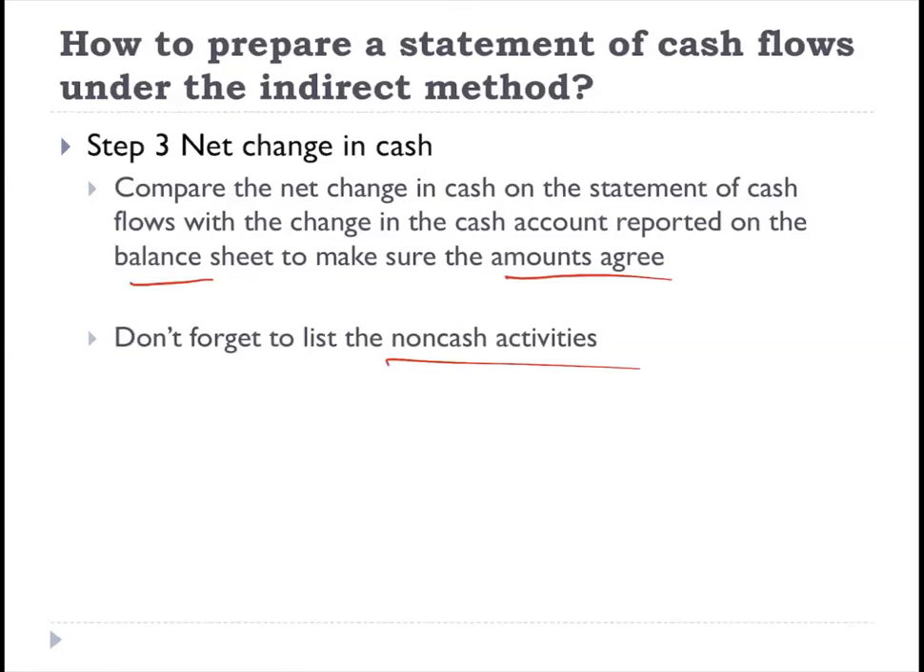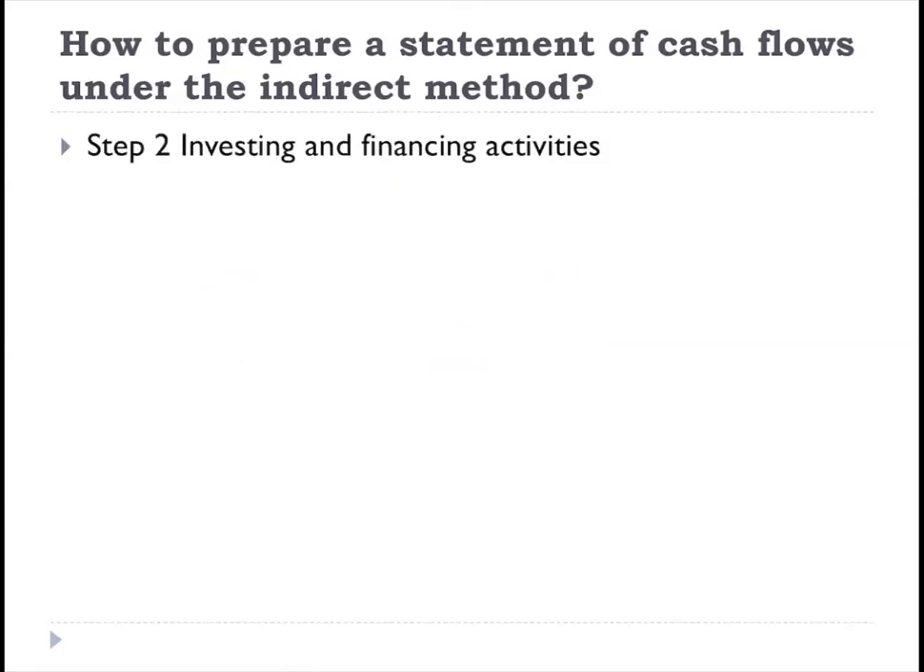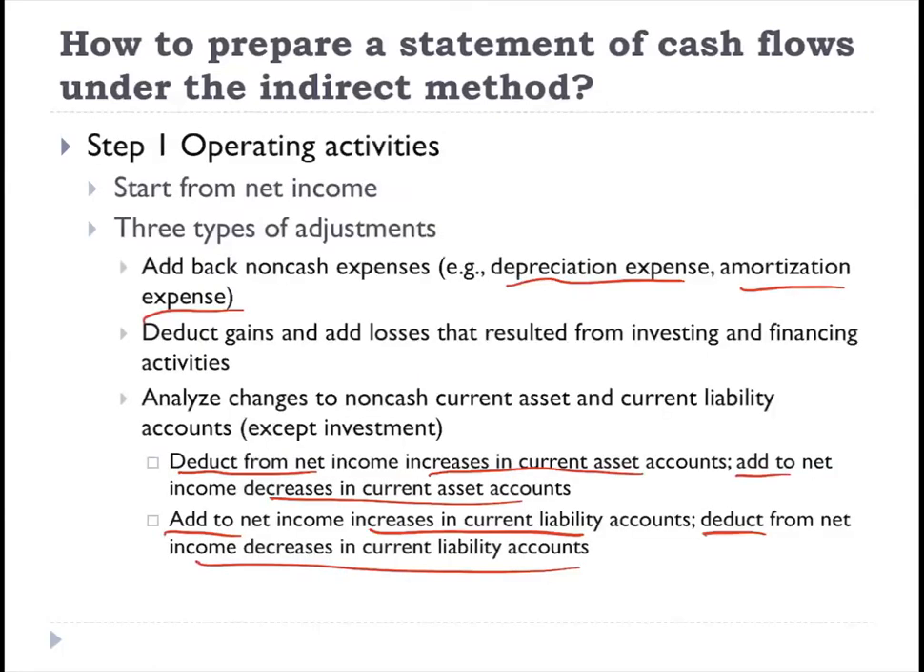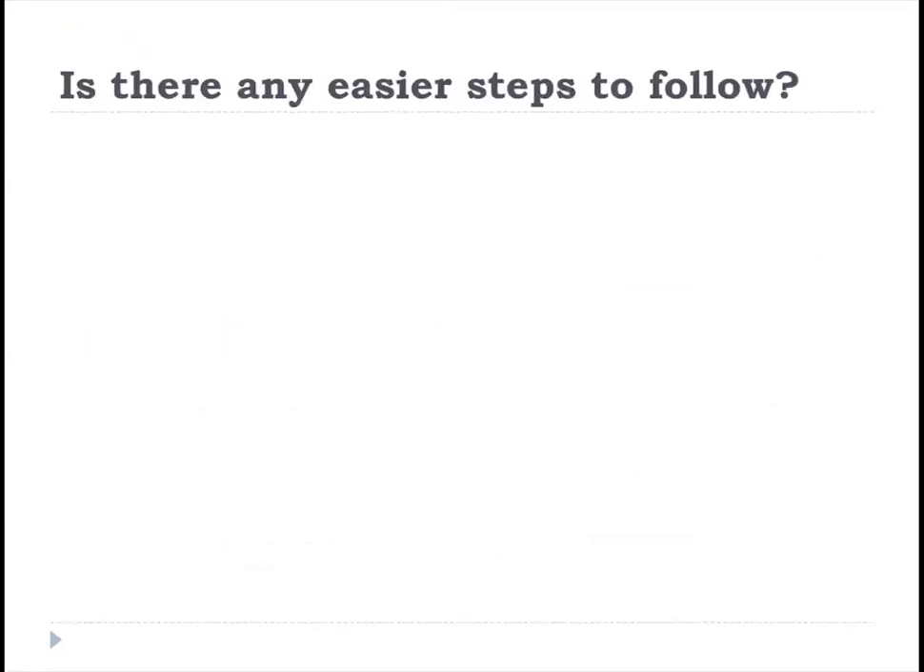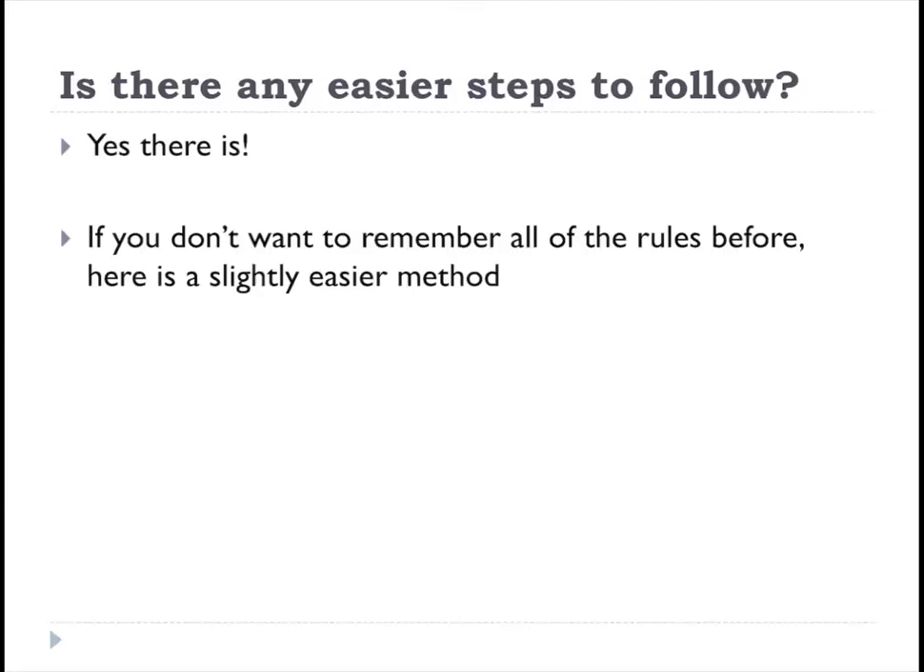It seems like there are lots of rules to remember here, especially for the cash flow from operating activities. So is there any easier way to do it? Is there any easy steps to follow? And luckily, yes, there is. If you don't want to remember all of the rules that I talked about in the past minute, here's a slightly easier method that I'm going to teach you.